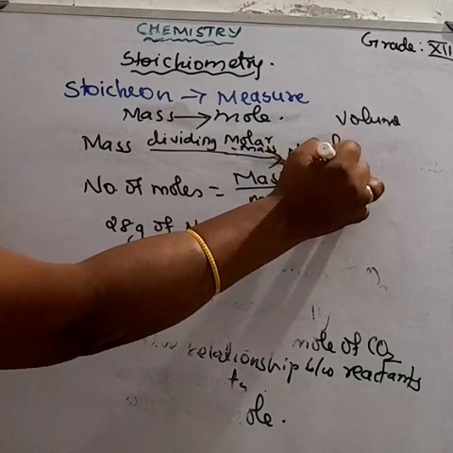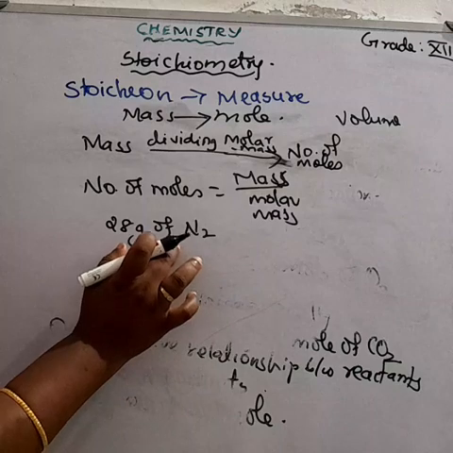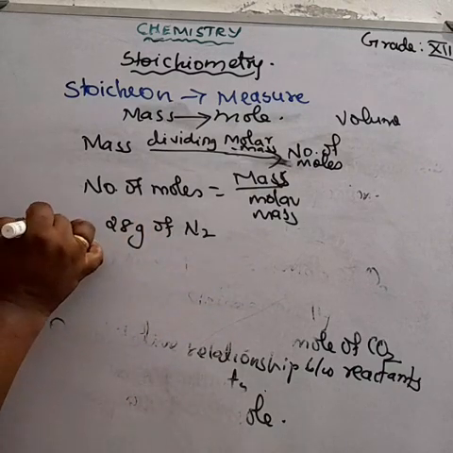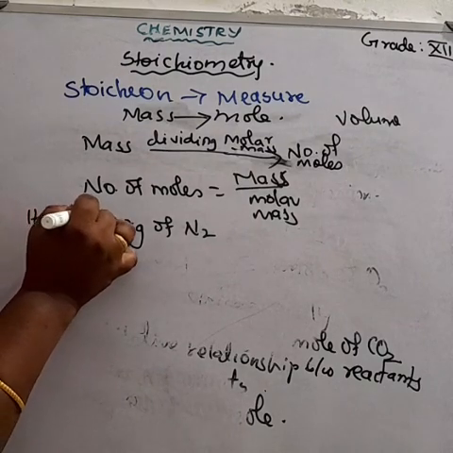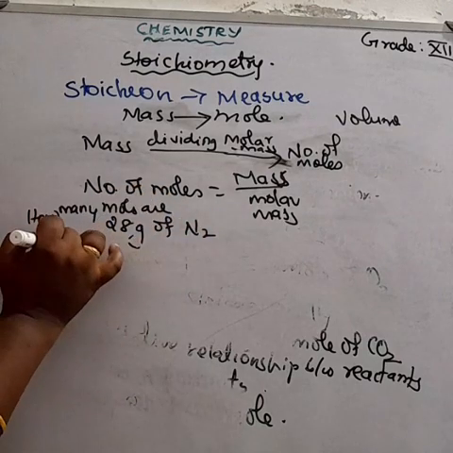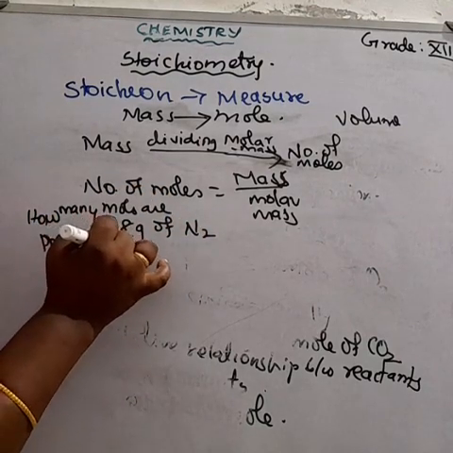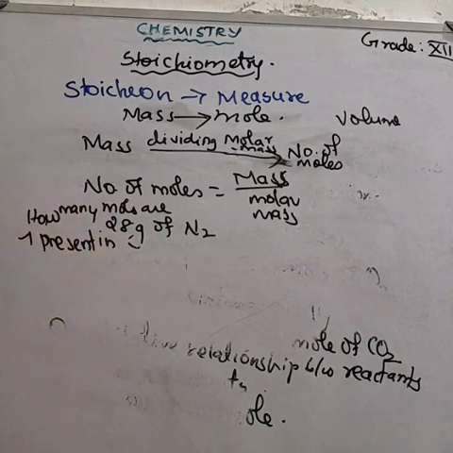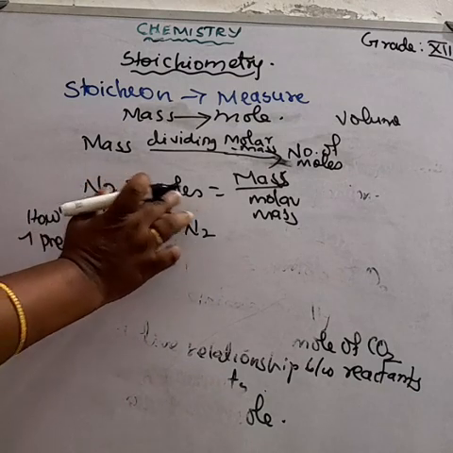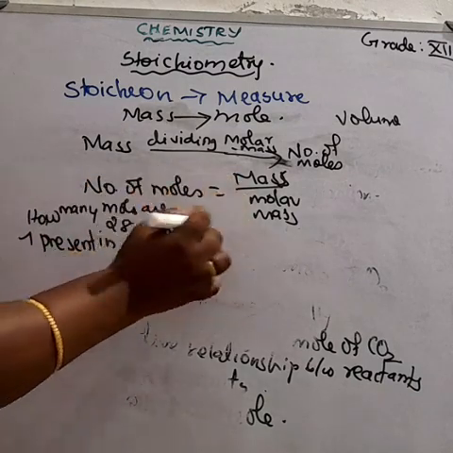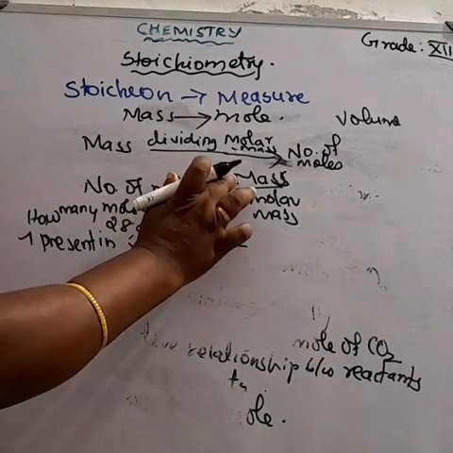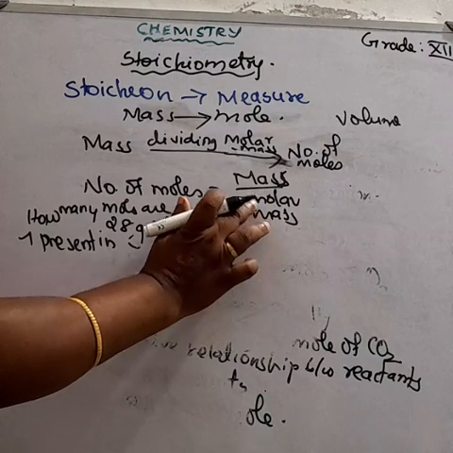For example, 28 gram of nitrogen. Nitrogen means N2. How many moles are present in 28 gram of nitrogen? What is the formula to convert mass into moles? Number of moles is equal to mass by molar mass.